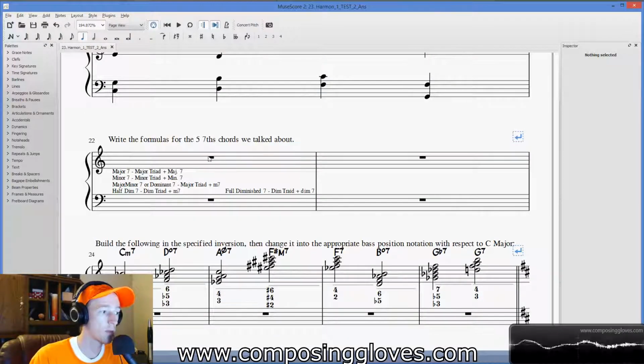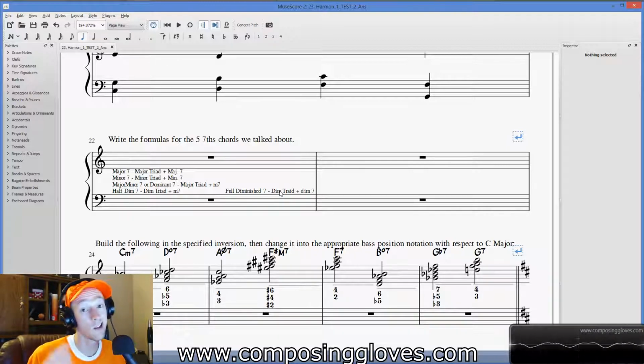Okay, write the formulas for the fifths. We say, okay, well, a major seventh, major triad, major seventh; minor sevenths, minor triad, minor seventh; major minor seven or dominant sevenths, major triad plus minor seventh; half diminished, and then full diminished, with the respective diminished chords. One has a minor seven, one has a diminished seven. This should not be new stuff.